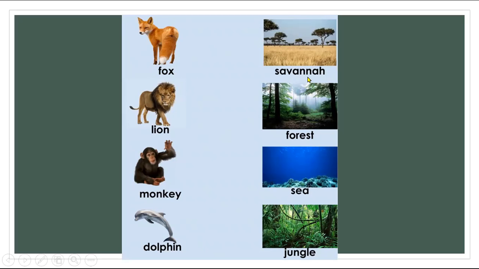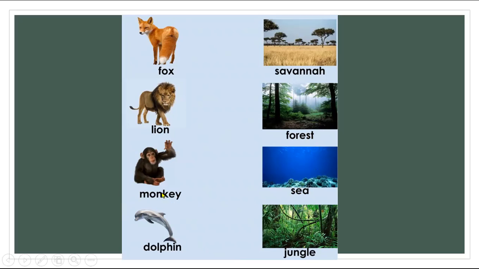Here is savanna, desert, forest, sea, and jungle. So fox can live in the forest, but fox cannot live under the water in the sea, right? And fox can live in the jungle, right? Because fox has food to eat and they can move and they can go here. How about the lion? Lion can live in savanna, right? And choose the habitat for lion. Lion also lives in forest and jungle, but lion cannot live under the water.